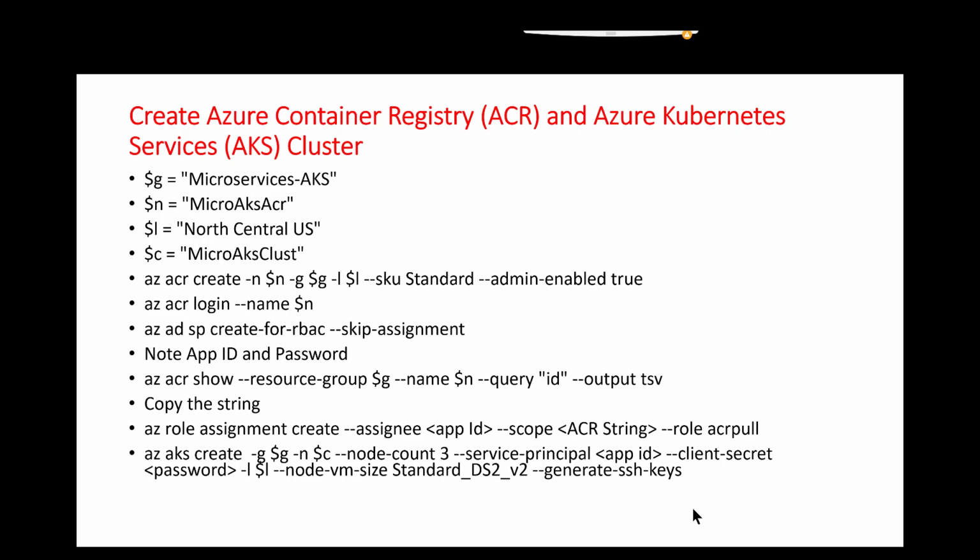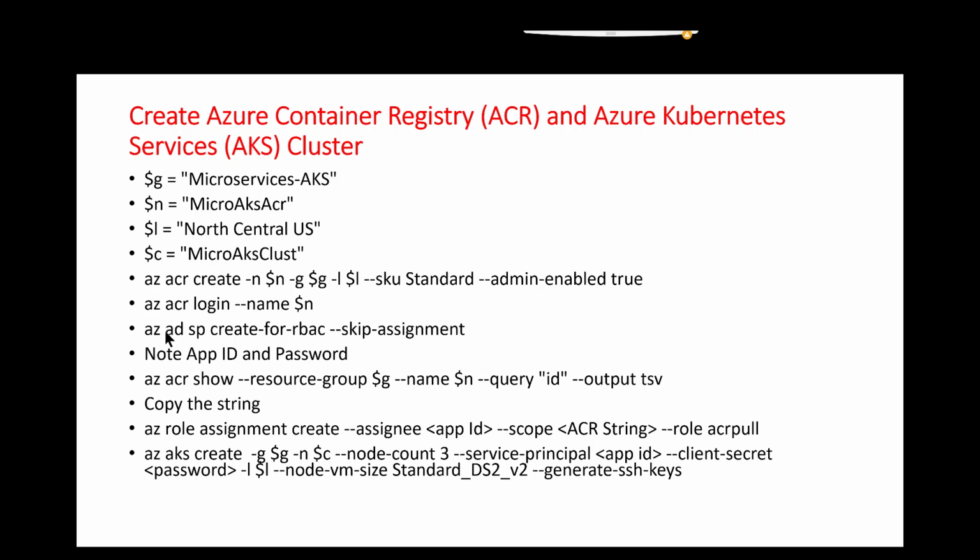Obviously, the first step is to create the Azure Container Registry and the Azure Kubernetes Service AKS cluster, three nodes that we have seen in the diagram. This is where we will deploy all the required microservices components. It's very straightforward. I have defined certain variables here: the resource group name, the name of the registry, the location, and the name of the AKS cluster. We run the command az acr create.